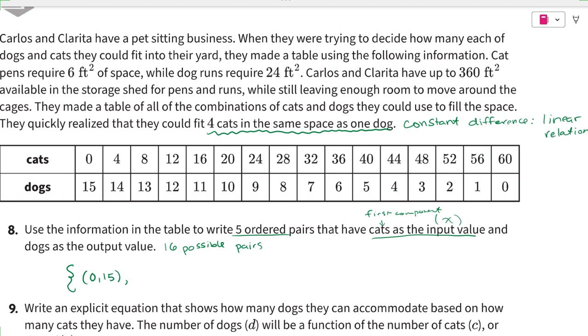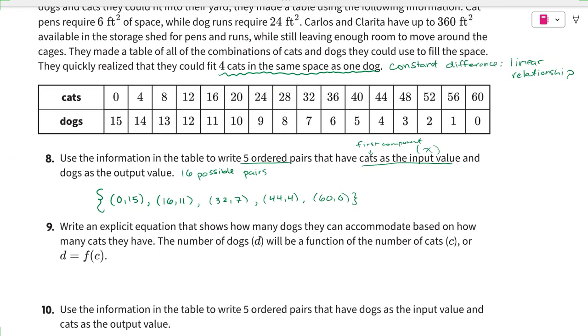And then I'm just going to spread them out. There's no right or wrong. It just says pick 5 random ones. So as long as you're picking some from this table and putting them where your cats is your first component, then you're all set. Let's pick 32, 7. Again, I'm just spreading them out. So there's 3 right there. Let's pick 44, 4. And then lastly, let's go with 60, 0. There's no real rhyme or reason to me picking those particular 5. So if you picked a different 5, that's perfectly fine.